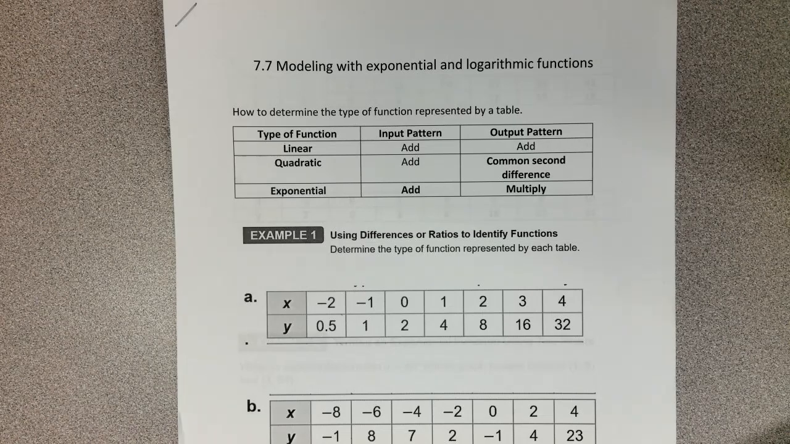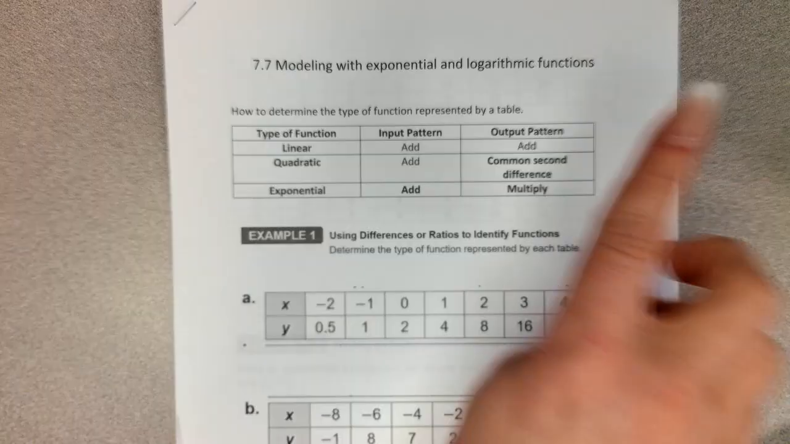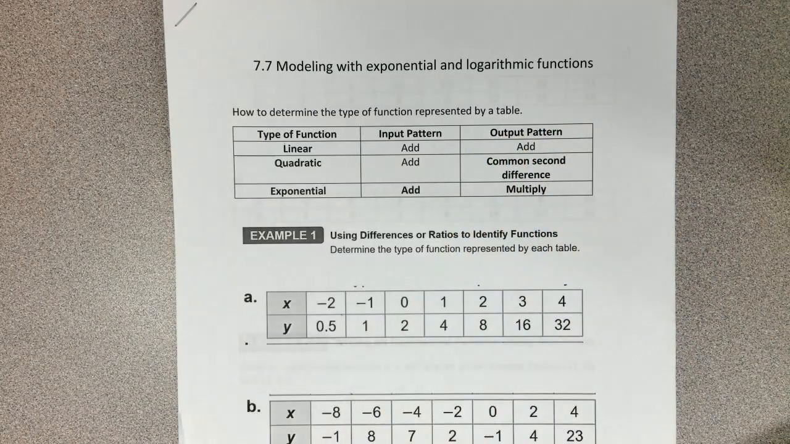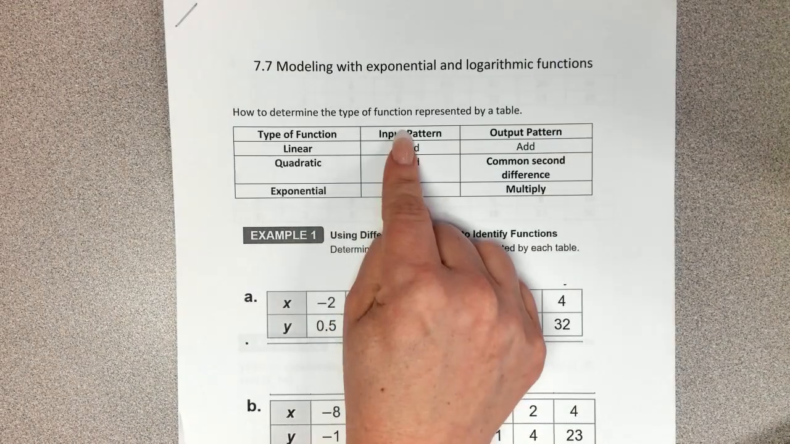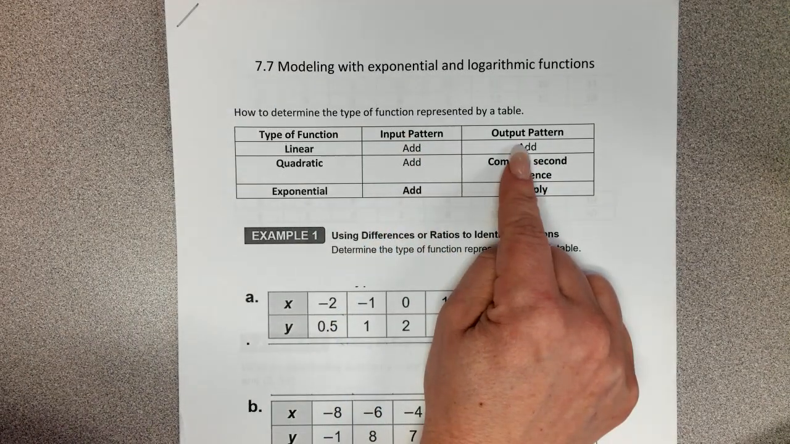Right, ladies and gentlemen, let's talk about modeling with exponential and logarithmic functions. Now, when you're looking at a table, you can determine the type of function from the table. What you do is you look at patterns. You look at patterns in your input and then patterns in your output, okay?